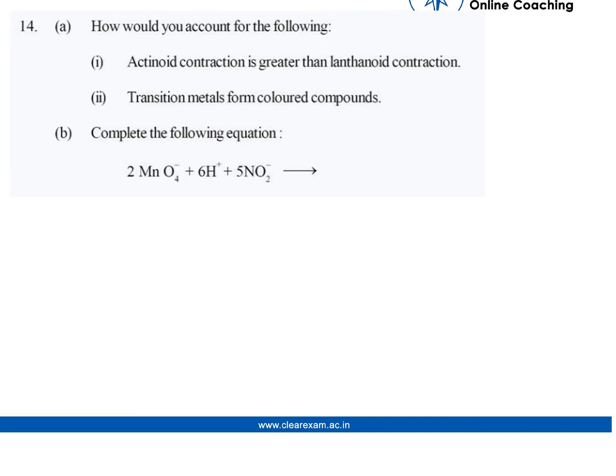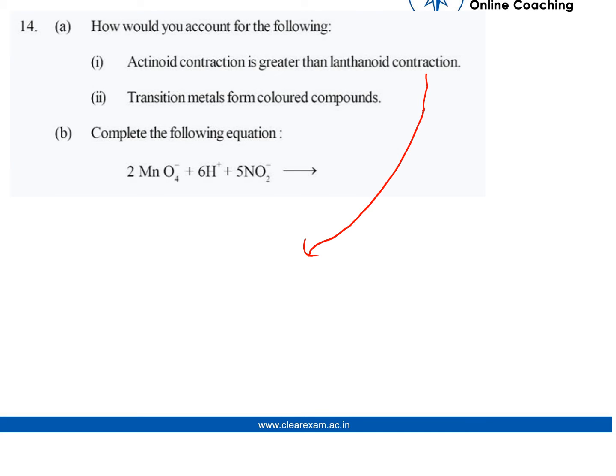Question 14, Part A. How would you account for the following? Actinoid contraction is greater than lanthanoid contraction. This is because the 5f orbital electrons have a poorer shielding effect than 4f.